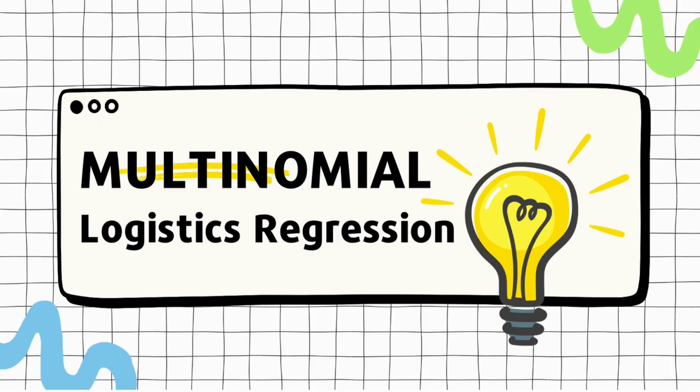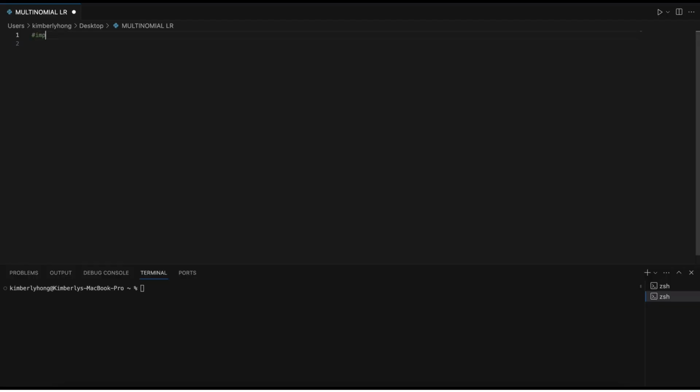Next, we'll delve into coding multinomial regression in Python. Similar to binary logistic regression, we begin by importing the necessary library, LogisticRegression from scikit-learn, as this is used for implementing logistic regression models.